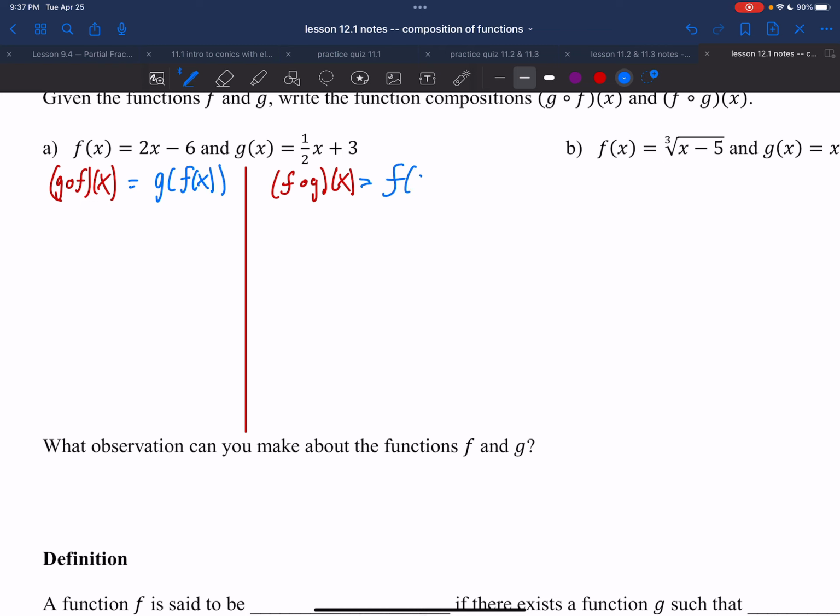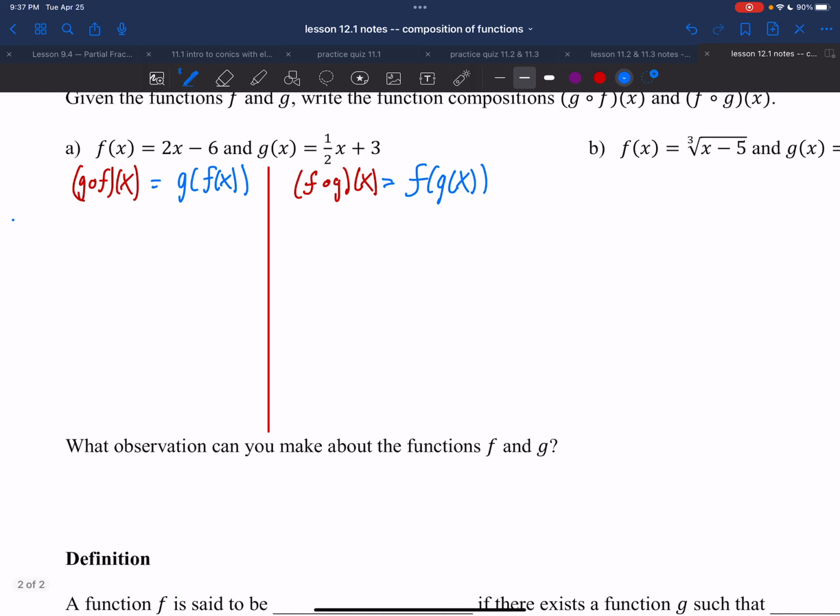This is f of g of x. So here we go. I say g of f of x. Well, what is f of x? f of x is 2x minus 6.